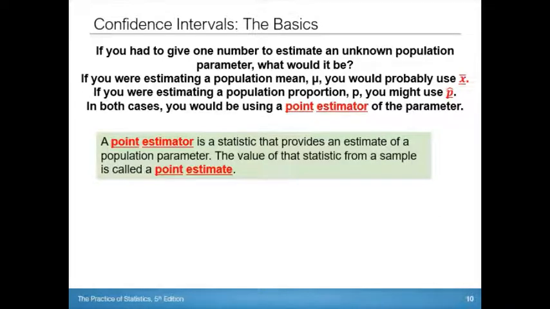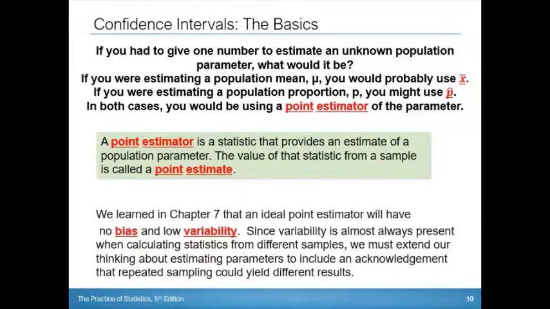And so the actual statistic, the value of this statistic, is called the point estimate. The statistic is sometimes referred to, though, as the point estimator. All right, so we learned in Chapter 7 that an ideal point estimator will have no bias, which means the sampling distribution of all the samples that you could possibly take would be centered at the true parameter value. So no bias, or an unbiased estimator.